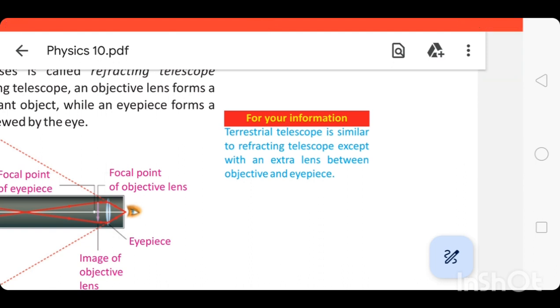Okay students, this is all for today. You should learn this topic by heart and also do practice for ray diagram.